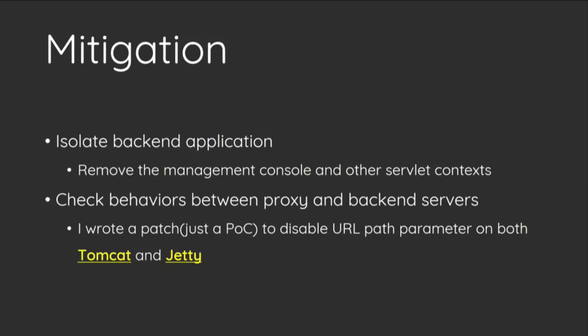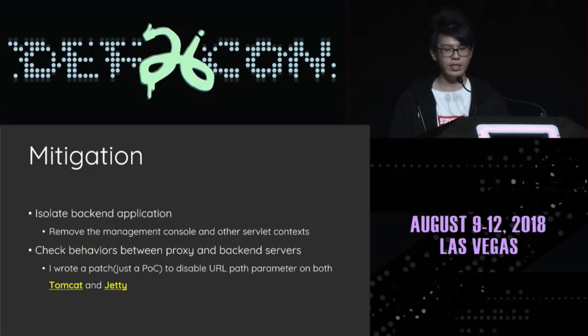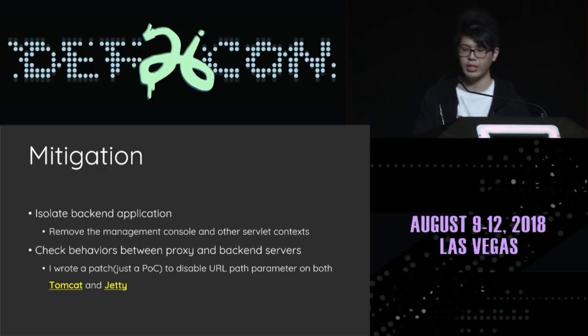Okay, so how do we prevent this type of attack? This is hard to fix because the URL path parameter is a normal feature and not a bug on both sides. According to my experience in bug reporting, most vendors cannot patch the bug completely the first time. Their patch is bypassable. So we mitigate from two aspects.